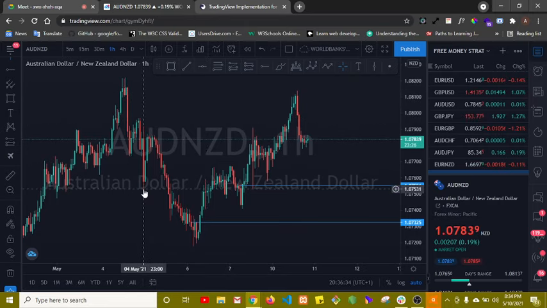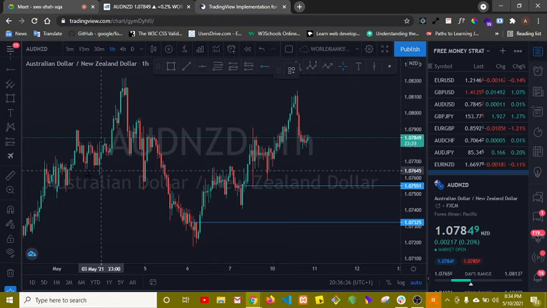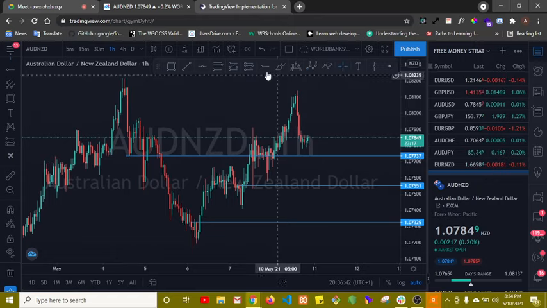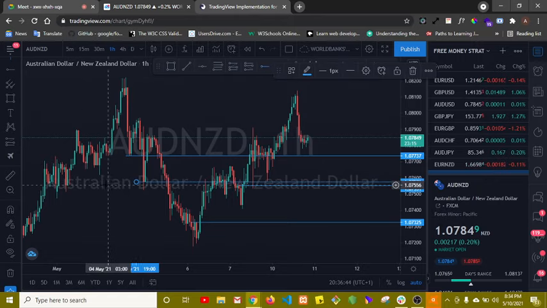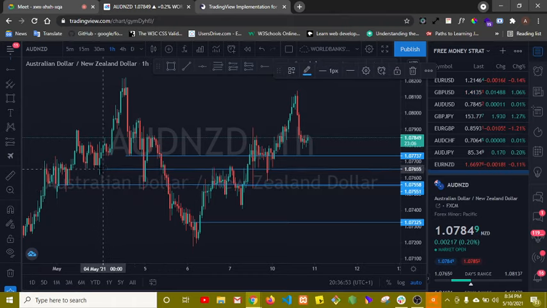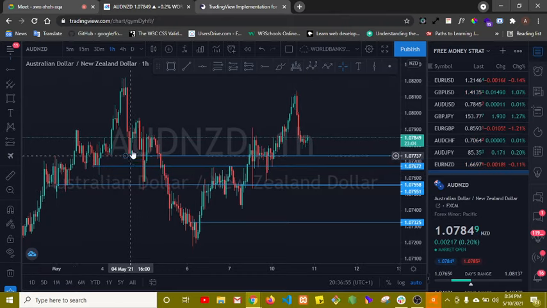Can you see? Impulsive move to the downside. Break of structure here. Another break of structure here. Break of structure here. Break of structure here. Yeah, this one. There's a break of structure here also. So can you see? There's a lot of break of structure.